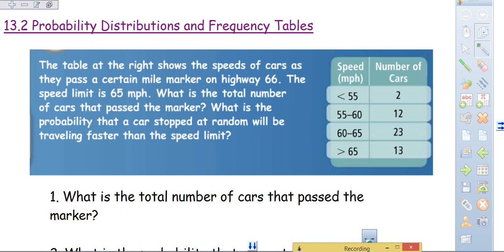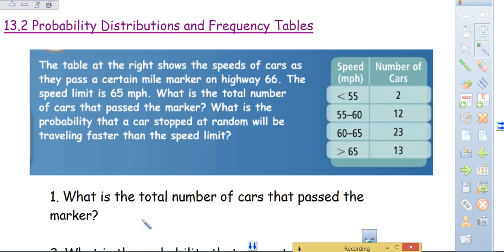The table at the right shows the speeds of cars as they pass a certain mile marker on Highway 66. The speed limit is 65 miles an hour. What is the total number of cars that pass the marker? What is the probability that a car stopped at random will be traveling faster than the speed limit?